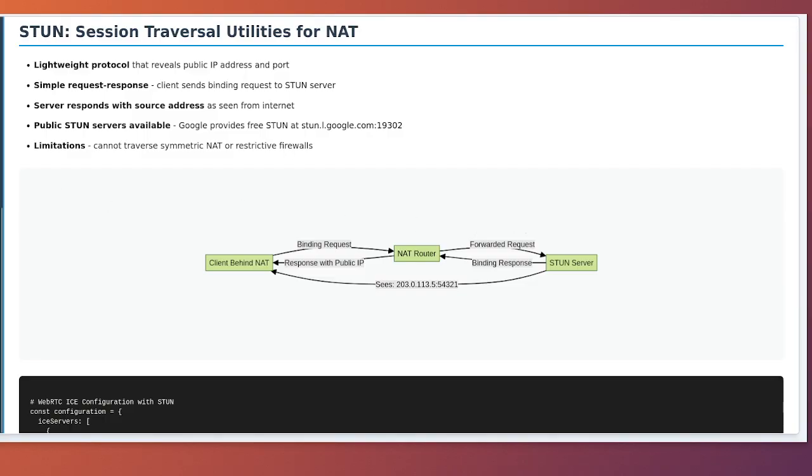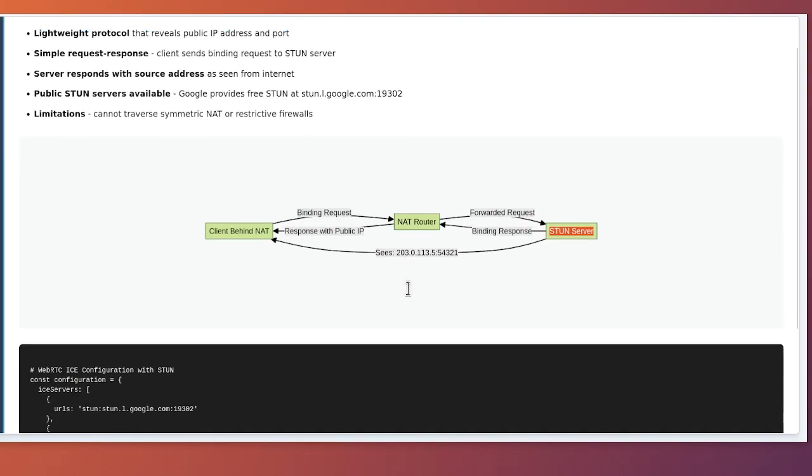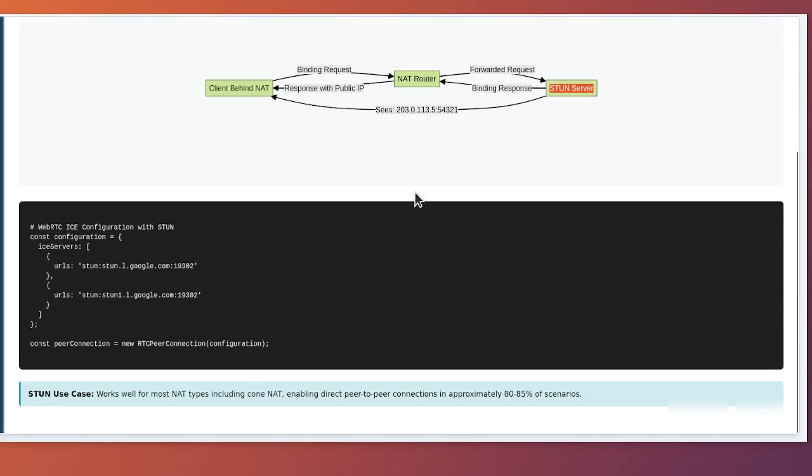When a WebRTC peer needs to discover its public address, it sends a STUN binding request to a STUN server. This request is just a UDP packet sent to the server's well-known address. The STUN server receives this packet, examines the source IP address and port from which it arrived, and sends back a binding response containing that information. From the client's perspective, this reveals the NAT mapping that the router created when the outbound packet traversed the NAT device. The client can then share this public address as a candidate with other peers.